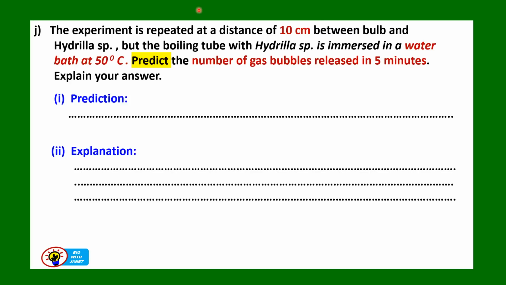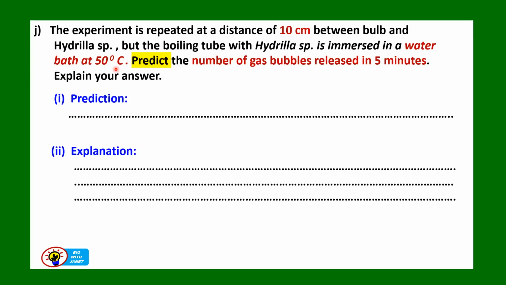Now here's another question, which tests another factor, right? Which is about another factor. The experiment is repeated at a distance of 10 cm between bulb and Hydrilla species, but the boiling tube with Hydrilla species is immersed in a water bath at 50 degrees Celsius. Predict the number of gas bubbles released in 5 minutes and explain your answer.